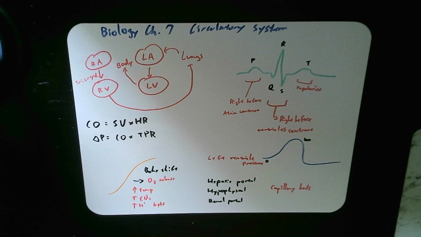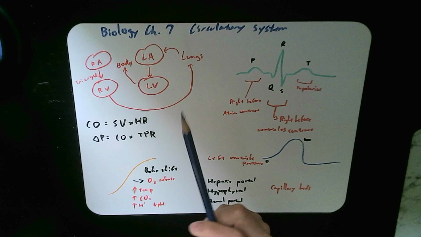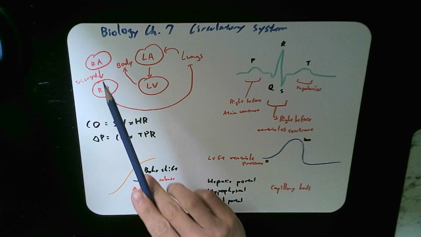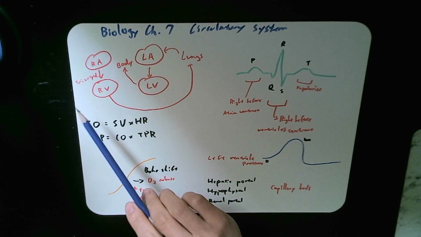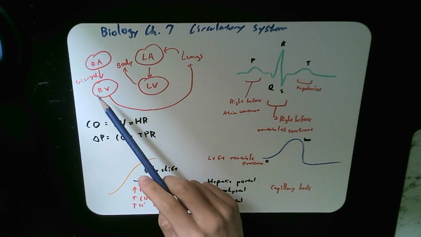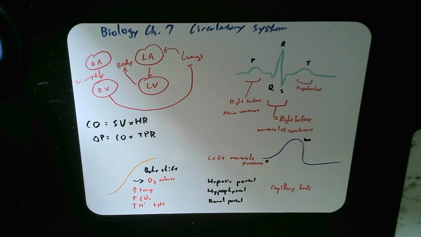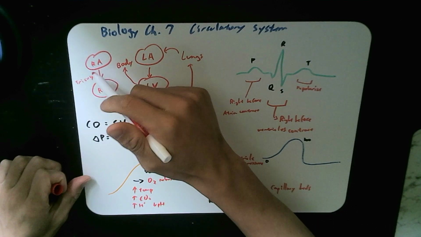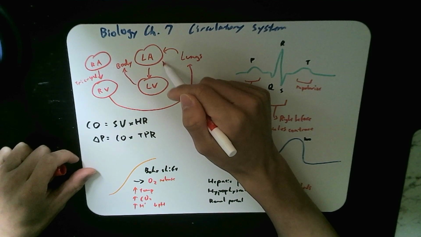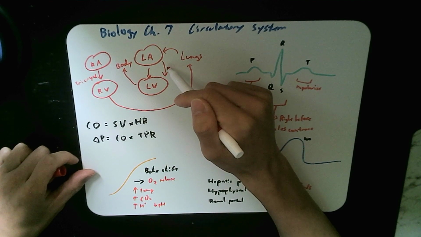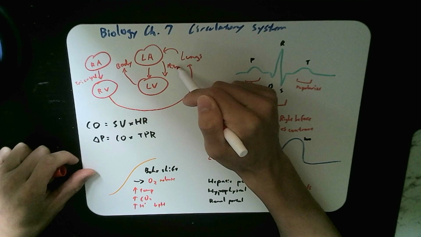This is Biology Chapter 7, the circulatory system. Now in the circulatory system, we have the simple structures of the heart as it is known in high school. You have the atriums, right and left, as well as the ventricles. And we know there are two valves. This one's tricuspid, from the right atrium to the right ventricle. And from the left atrium to the left ventricle, it's a bicuspid, or more commonly known as the mitral valve.